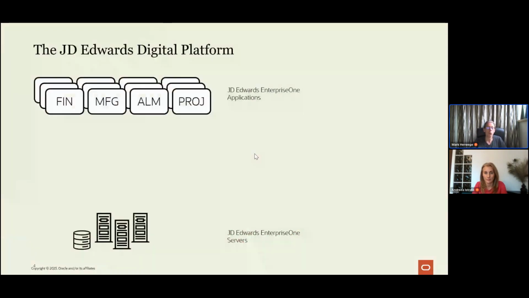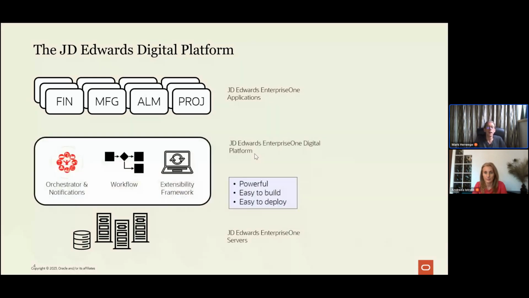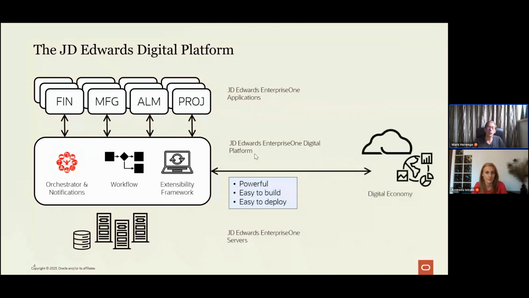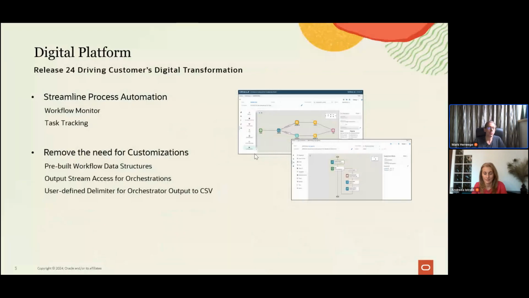So in the J.D. Edwards digital platform, we have all of the J.D. Edwards applications sitting on servers, and in between there, the J.D. Edwards Enterprise One digital platform, composed of the orchestrator and notifications, the extensibility framework to adjust your user interface, and workflow, a key component as well, in which we've invested a lot in the last few years. And that is opening up to the outside world as well as inside applications.